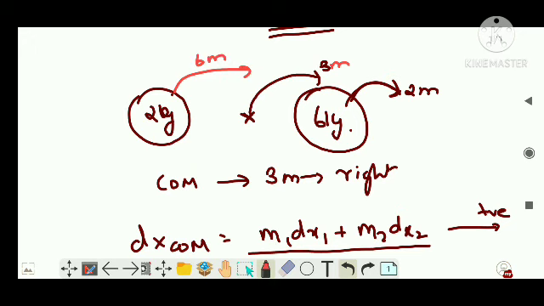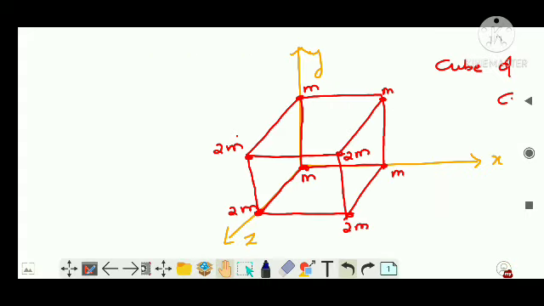That is, when 6 kilogram moves in with 2 meter and 2 kilogram is shifted by 6 meter, then the center of mass will be also shifting by 3 meter. Is it much clear, right? Let us look at another problem.